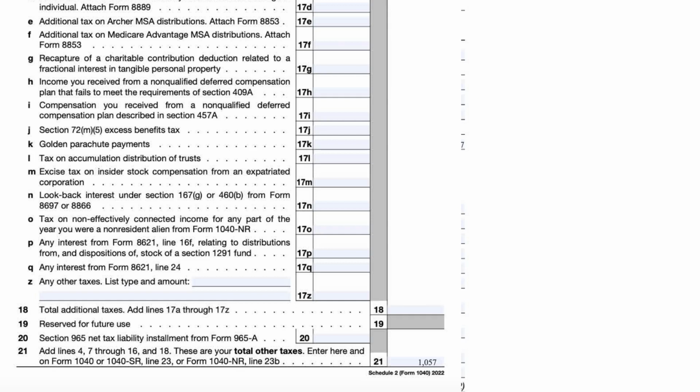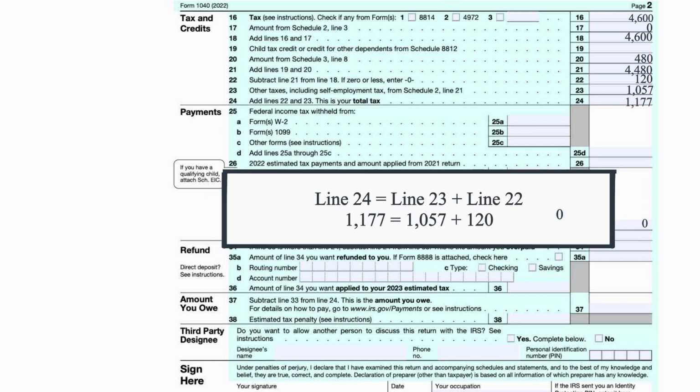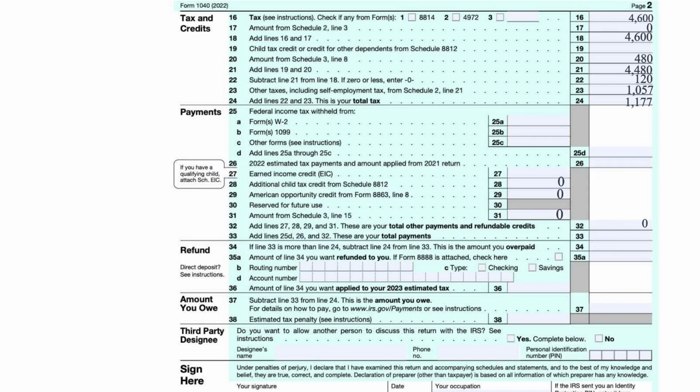We will now go back to Form 1040, line 23, which is the amount from Schedule 2, line 21. This amount is $1,057 for Emily. Line 24 is used to add lines 22 and 23 of Form 1040.